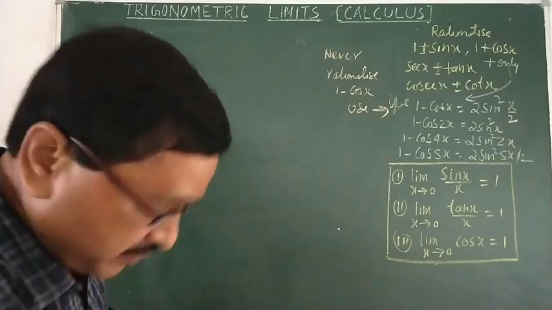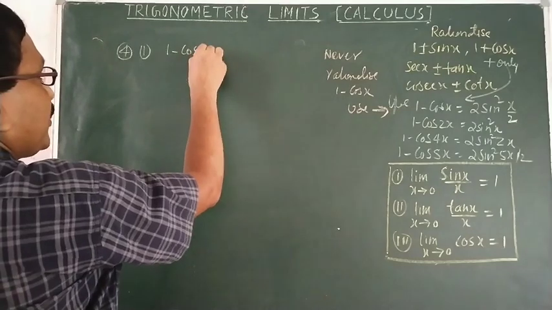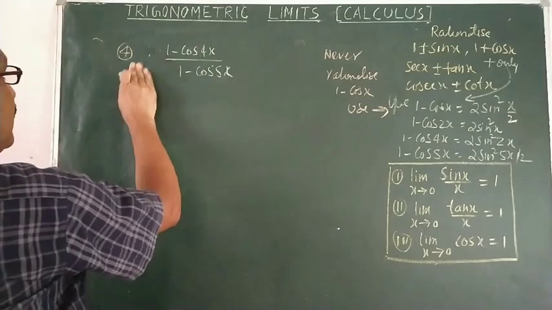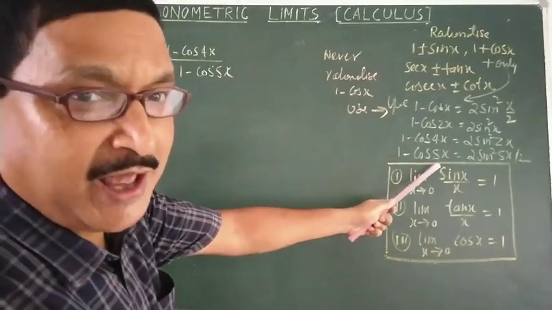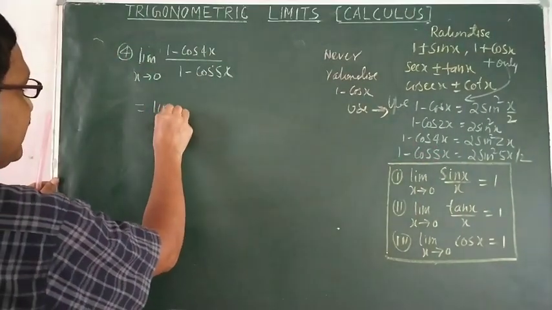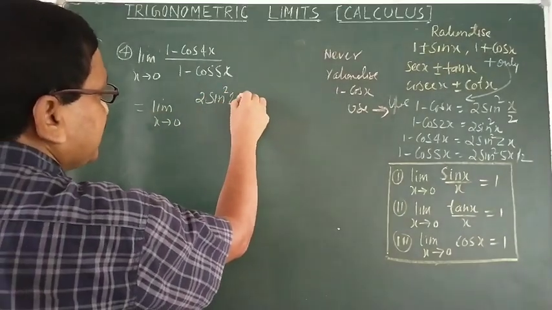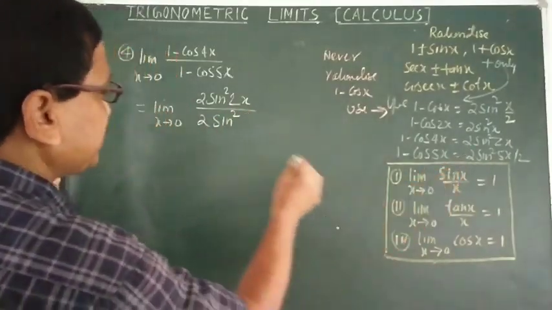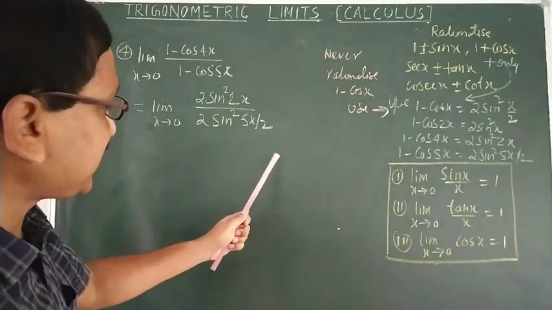Fourth number, fourth. First, 1 minus cos 4x by 1 minus cos 5x, limit x tends to 0. Again we use this formula. The formula has been tabulated. So now this is equal to limit x tends to 0, 2 sine square 2x by 2 sine square 5x by 2. 4x का आधा 2x, 5x का आधा 5x by 2.